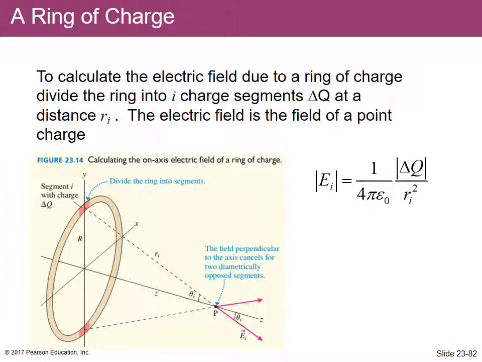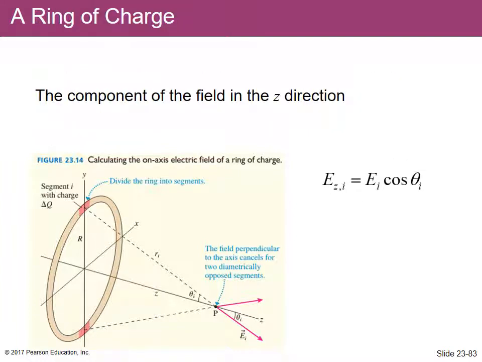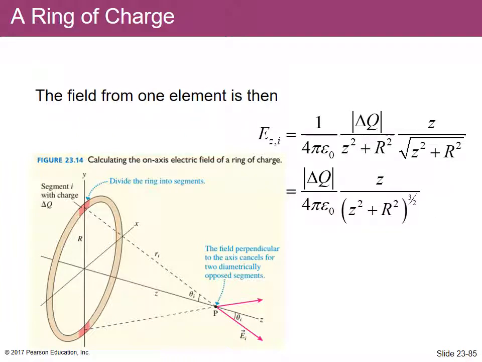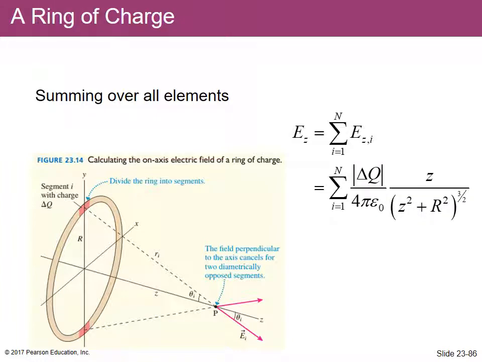The electric field of a point charge is from Coulomb's law. The component of the field in the z direction is the cosine of the total field due to element delta Q. The usual trigonometric identities apply. The field from a single element I on the ring is shown. To get the total field, we must sum over all elements I.